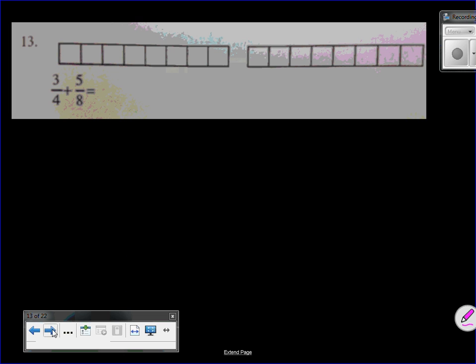And keep on going here. Same again, we have to find common denominators. We have 3/4. We have 5/8. What number can 4 and 8 both go into? I know a lot of you are going to want to say 32, but take a look. 8 can go into 8, so let's make 8 my denominator.